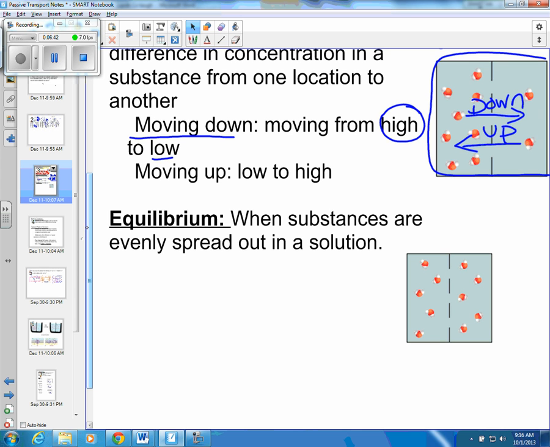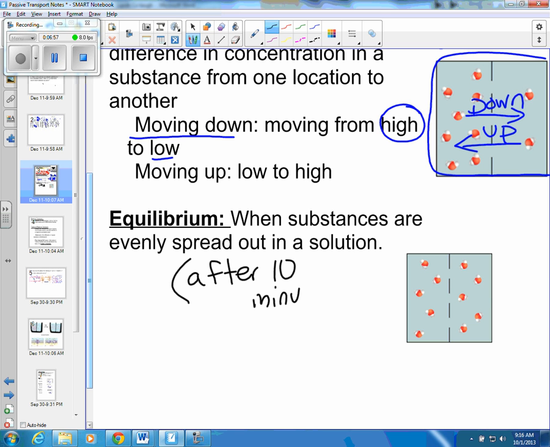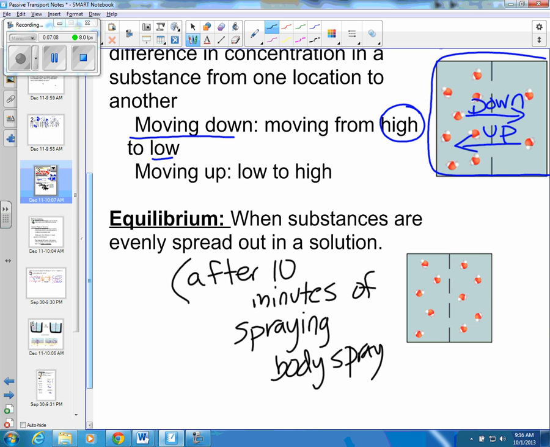Can you see this in the back? Okay. Equilibrium is when substances are evenly spread out in a solution. So you can even write yourself a little note and remind yourself, after 10 minutes of spraying. Okay, and do you see over here how the molecules are equally spread out?